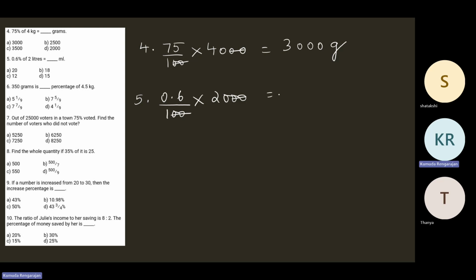6 into 12, so you get 120, but decimal point. 6 into 2 is 12, then that's 0, so 120. But when you place the decimal point, it's 12. So 12 milliliters.